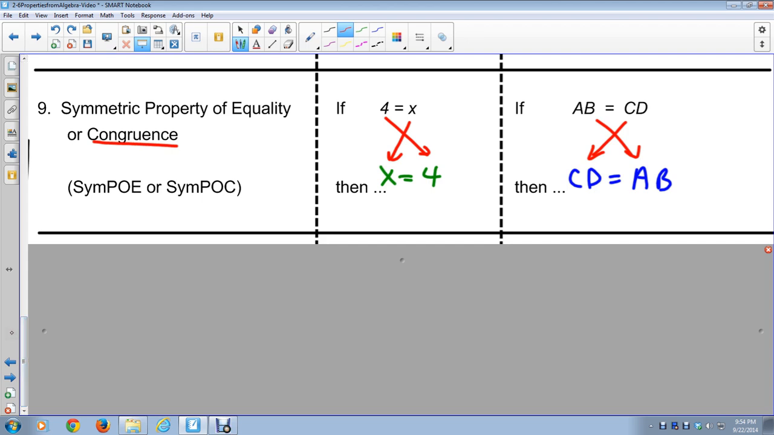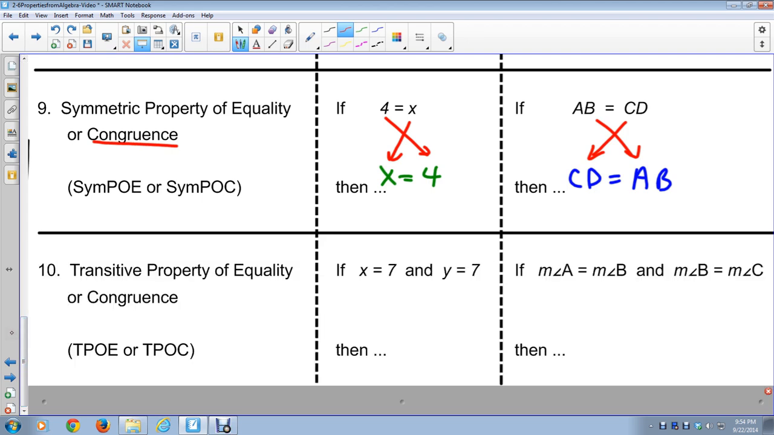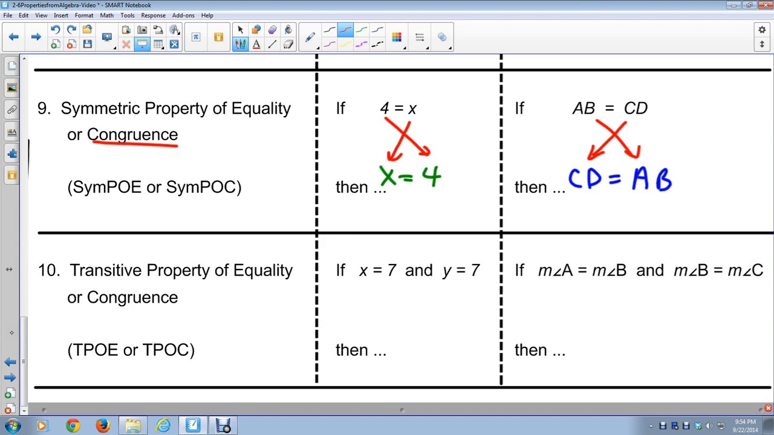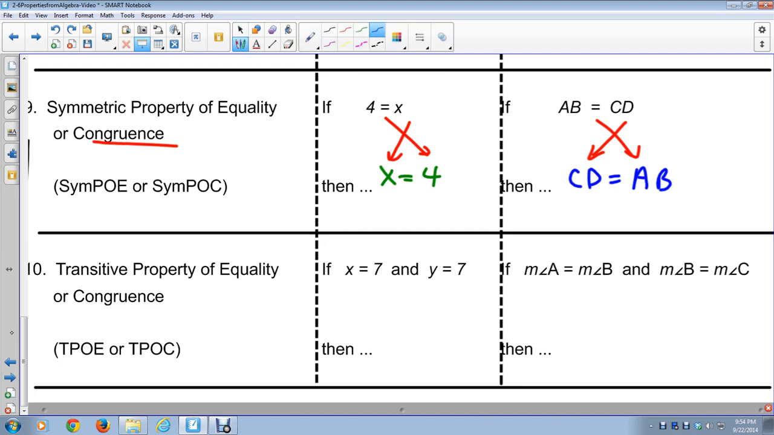We are on our last property. Save the best for last. This is probably the property that we will use the most in geometry. So if you fell asleep, wake up. It's time to get going. We need to learn this property so that we can use this one. When in doubt, use the transitive property.